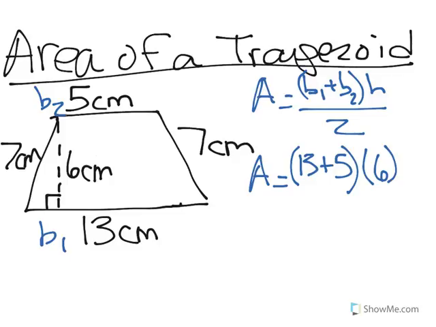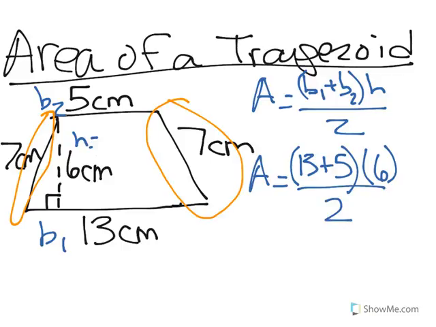The 7 is a leg. These are legs. Trapezoids have bases and legs. We don't want the legs. We want the height. So our height is equal to 6. And we divide that by 2.